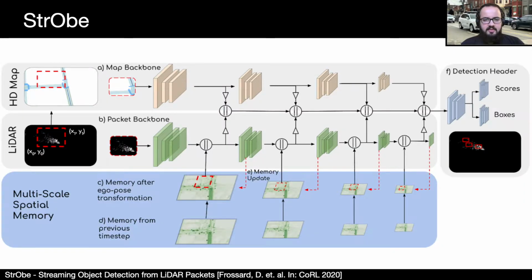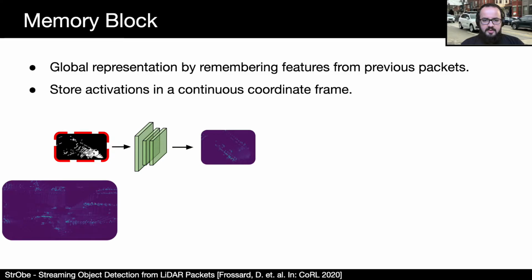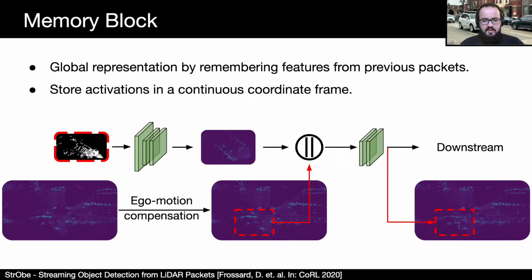Since individual packets only provide a fragmented observation of the scene, it is necessary to use history to perform good detection. We achieve this through a latent spatial representation of the scene that is maintained with a memory module. Our approach iteratively builds a global representation by remembering features from previous packets. Given a feature map from the current packet, we first retrieve the corresponding memory map, bilinearly resample the memory to compensate for ego motion, ensuring that both the current packet and the memory are in a consistent coordinate frame. We channel-wise concatenate them and use convolutions to learn the update function. The result is then stored back into the memory and passed to downstream blocks.